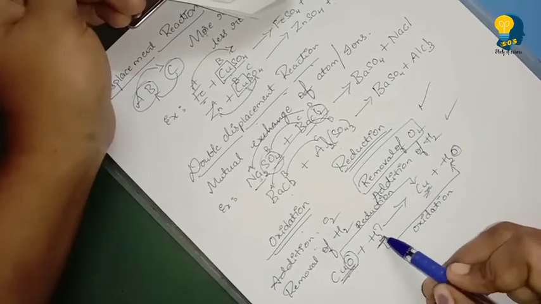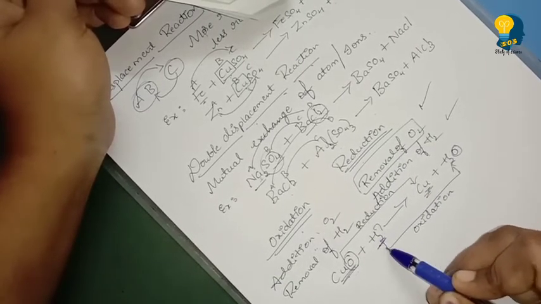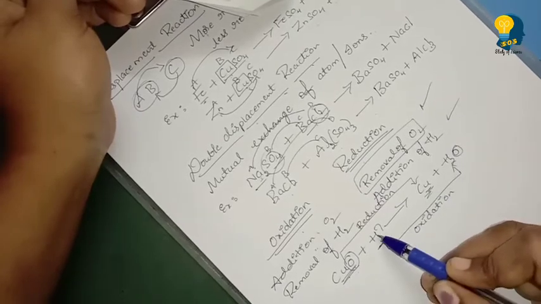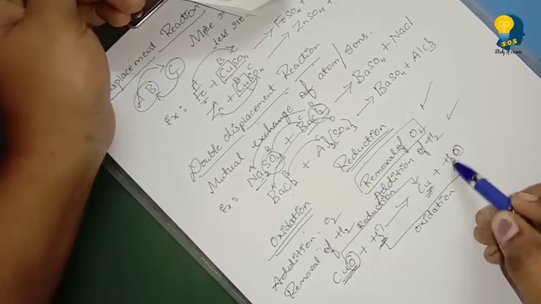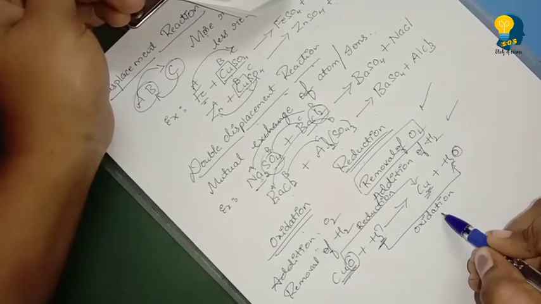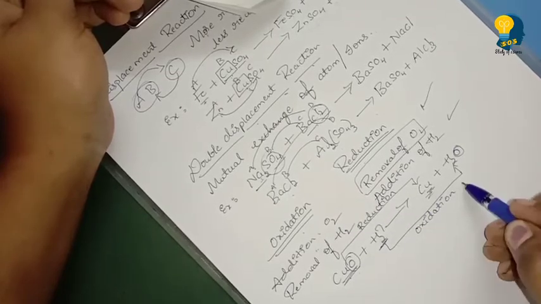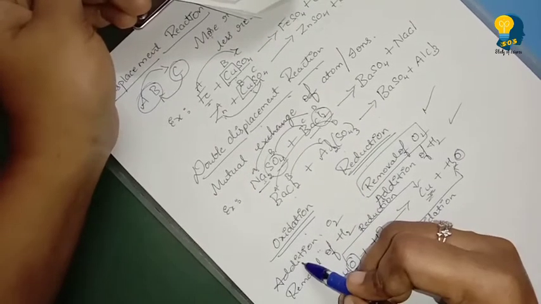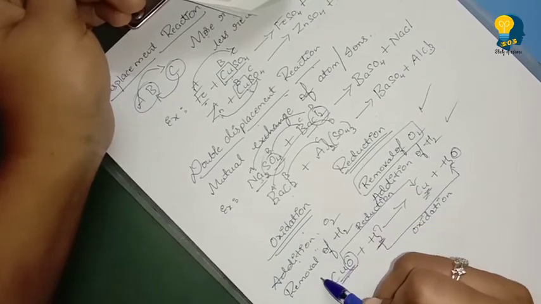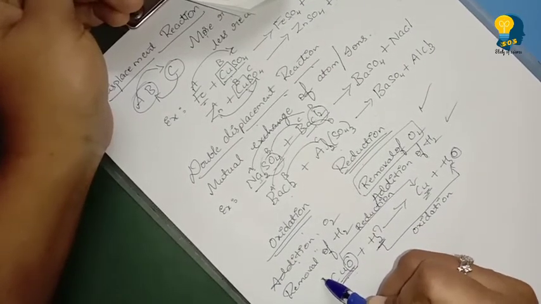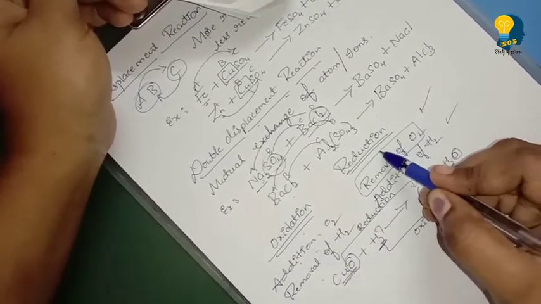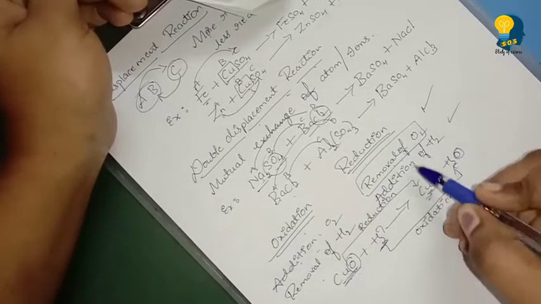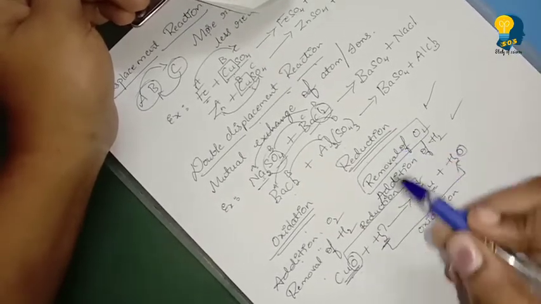Here, with the hydrogen, there was no oxygen. On the product side, there is oxygen. To the hydrogen, we have added oxygen. So it is oxidation. Understood? So this is reduction, this is oxidation. What is oxidation? Addition of oxygen. Removal of hydrogen is oxidation. What is reduction? Removal of oxygen is reduction. Addition of hydrogen is also reduction.